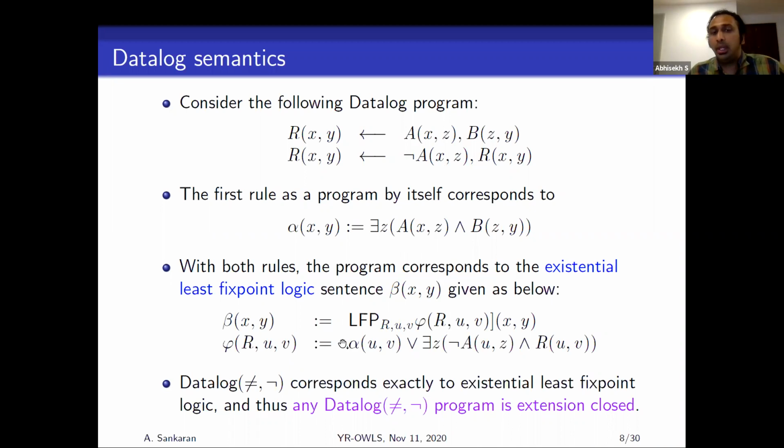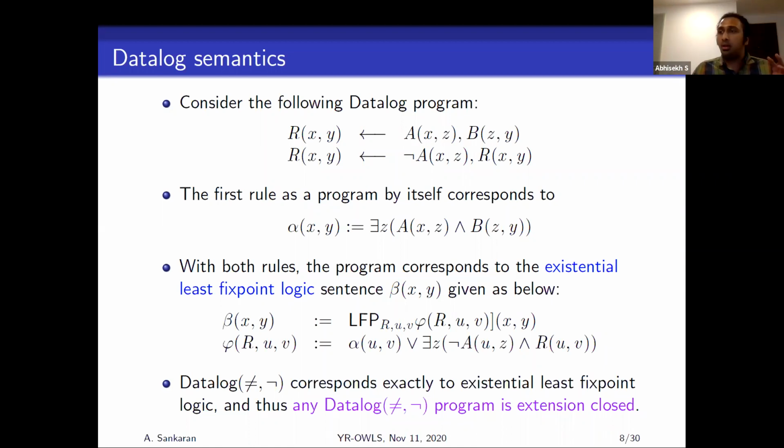Okay, so the way you would interpret this is that you would first start off with R as empty, and then you would get just alpha. Then this is a new relation which gets assigned to R, and that becomes the value of R for the next iteration, and then phi R of U V will give you the next R. So it will be alpha U V, or there exists Z, negation A U Z, and the R0 that you computed in the first iteration, and so on.